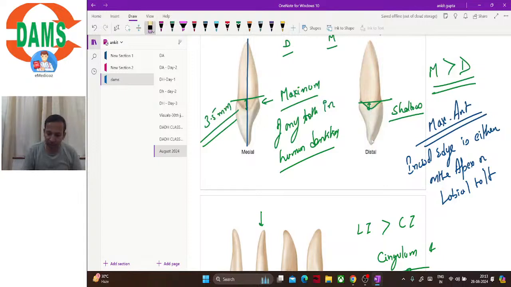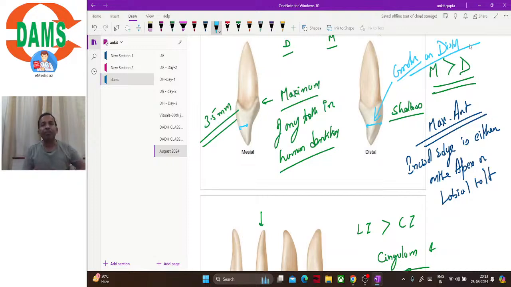The other thing that you would notice here is the thickness of the crown on the proximal view. The thickness of the crown on the proximal view. Right? So you can notice here that the thickness of the crown on the proximal view is greater from the distal view, right? This thickness of the crown is greater on the distal side, right? It is greater on the distal side as compared to the mesial side.